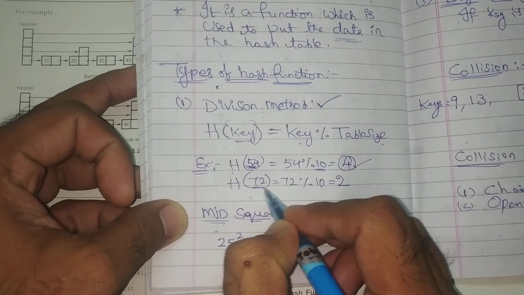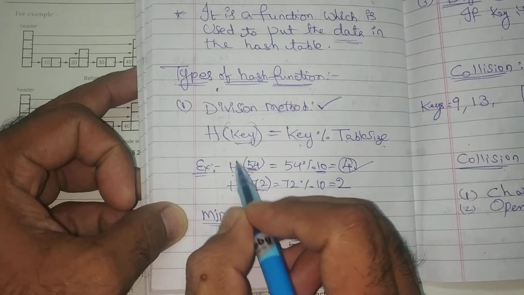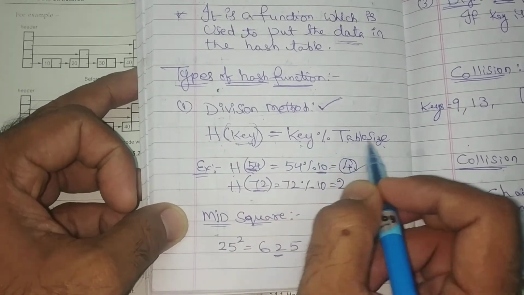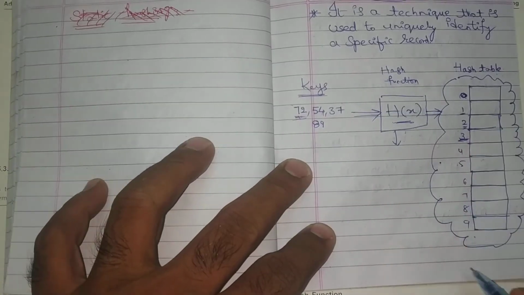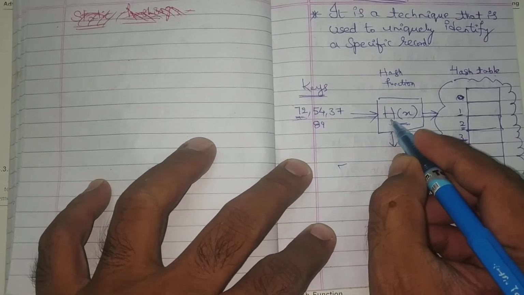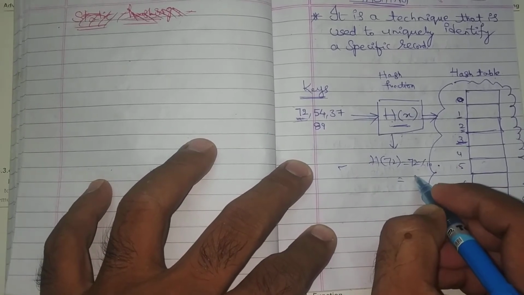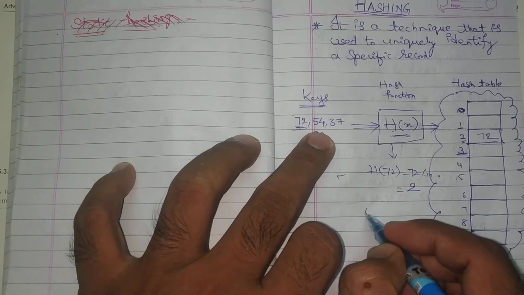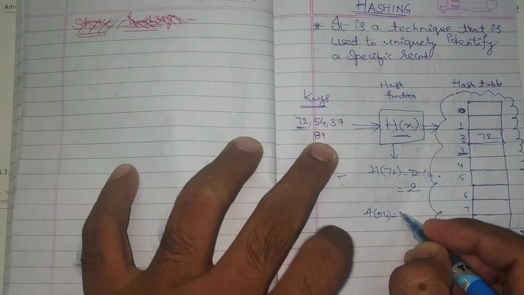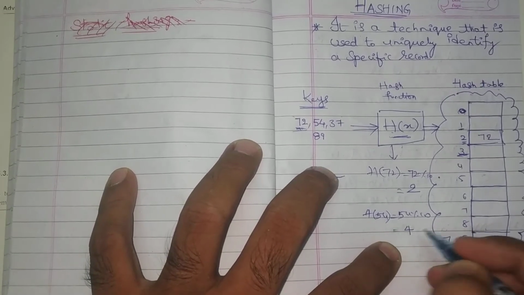Now I want to store the key 72, so apply the hash function, especially the division method. What is the division method? H of key is equal to key modulus table size. So 72 modulus 10 is equal to 2. How many locations? 10. So here apply H of 72 equals 72 modulus 10, which is equal to 2. On the 2nd location we are storing 72. Now 54, H of 54 is equal to 54 modulus 10, which is equal to 4.